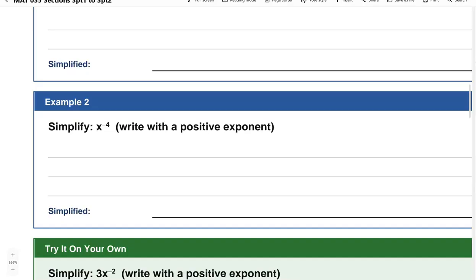Example 2, we have x to the negative 4. So remember, we're going to view this as a fraction. That's really over 1. That negative exponent just means it's in the wrong place. So I'm going to move that x term down. So remember, there's an understood 1 in front of that x term. So that 1's going to stay there. And then I've got that 1 in the bottom. And this is going to be an x to the positive 4 because I moved it. So this is really just 1 over x to the 4th.